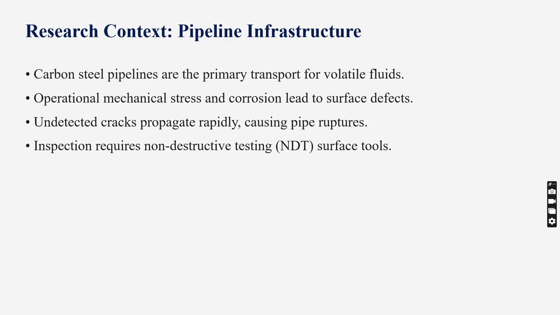Carbon steel pipelines form the backbone of our modern energy infrastructure, transporting high pressure volatile fluids over vast distances. Over years of operation, these pipes are subjected to cyclic mechanical stresses and environmental corrosion. These factors then lead to stress corrosion cracking. If these cracks propagate unhindered, they lead to catastrophic structural ruptures.